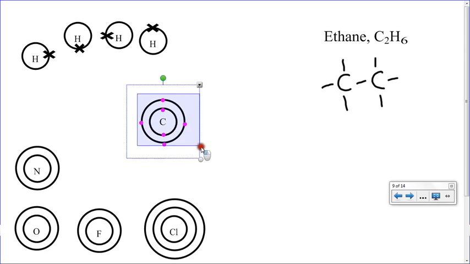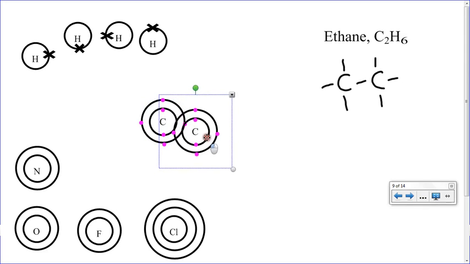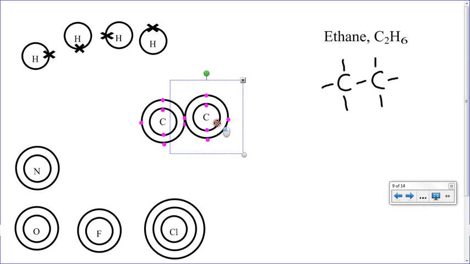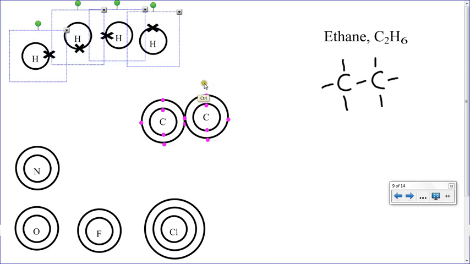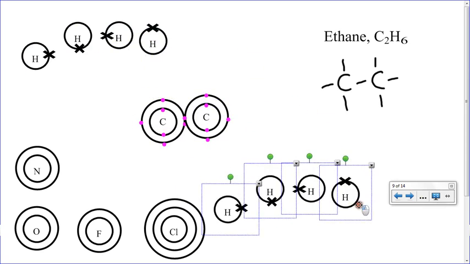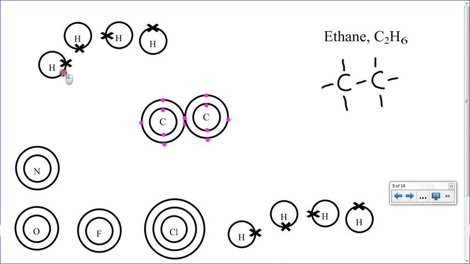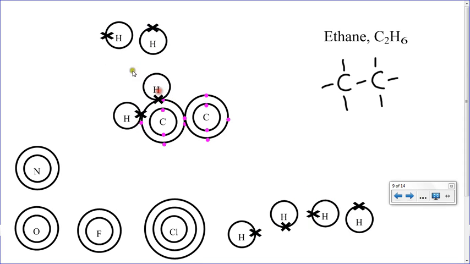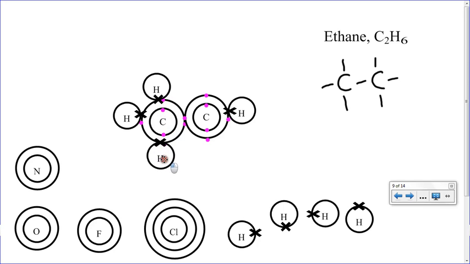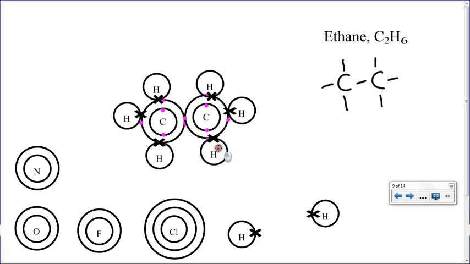So I'm going to need another carbon, so I'll just duplicate that one. Carbon is bonded to another carbon. I'm going to need a few more hydrogens as well, so let's put those down there. There you go, and that's an ethane molecule.